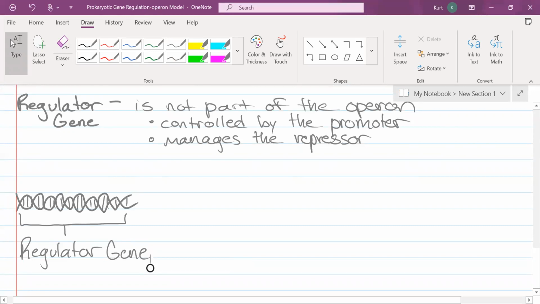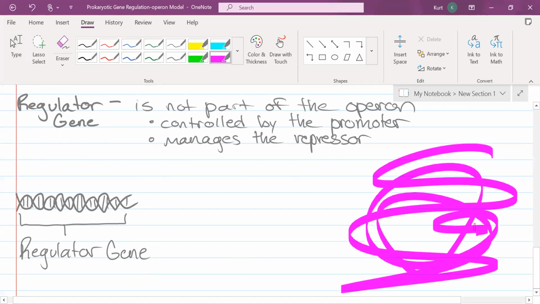It's not part of the person, no, the Operon. The regulator gene is not part of the Operon. So here's what I'm going to do, guys. I'm going to simply draw a bunch of space filler DNA to show you that the Operon and the regulator are far apart. So don't write this, just listen up. I am going to draw the Operon way over here somewhere. I'm going to keep the regulator far on the left.